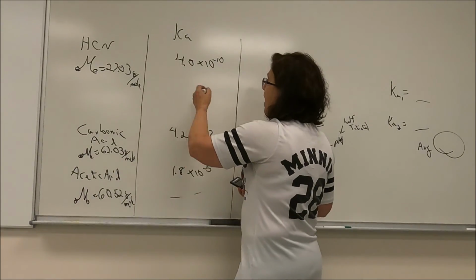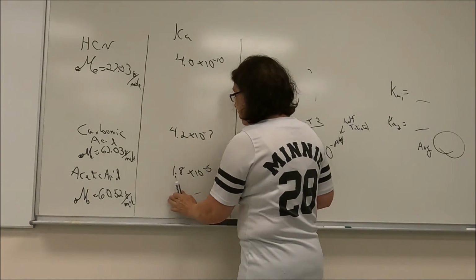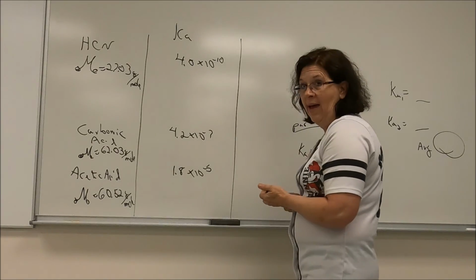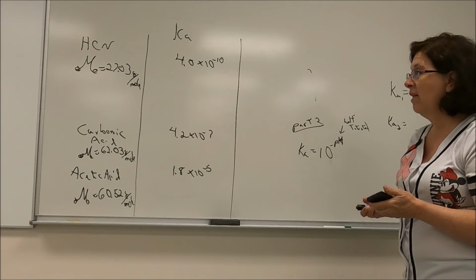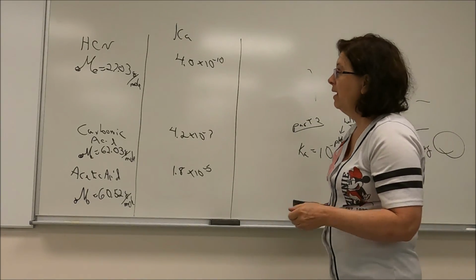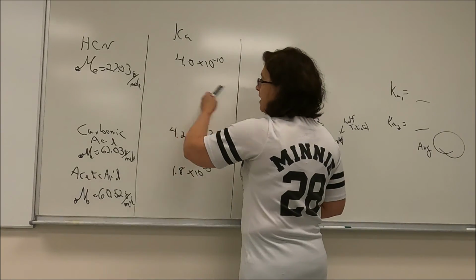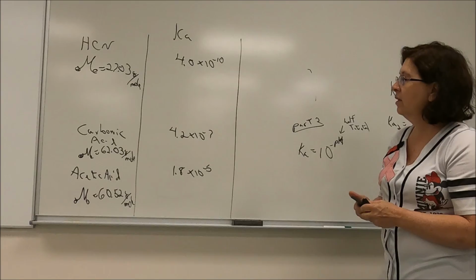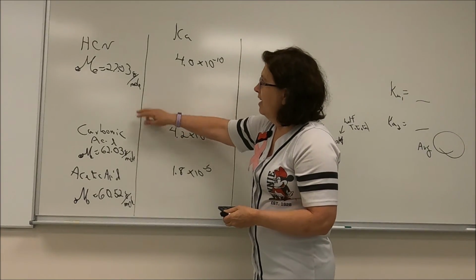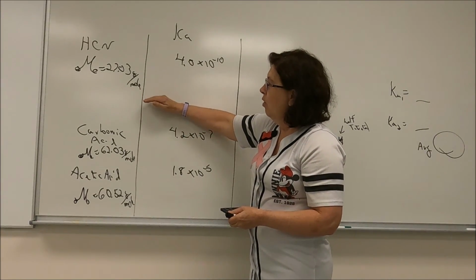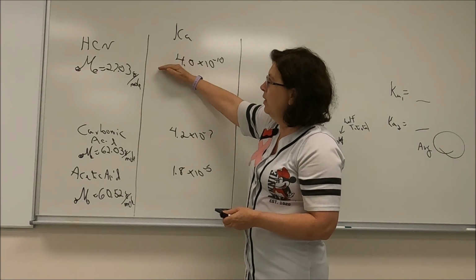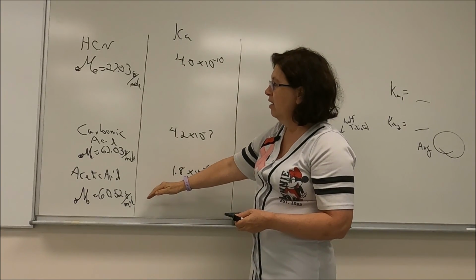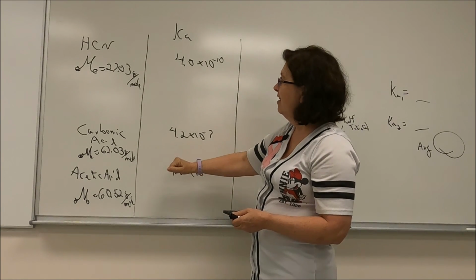So between the molar masses and the Ka combinations, you ought to be able to determine which acid you have. So on your final lab report, you have to tell me which acid you've got: HCN, carbonic acid, or acetic acid. Molar mass here will definitely give you a dividing line between hydrocyanic acid and carbonic acid and acetic acid.